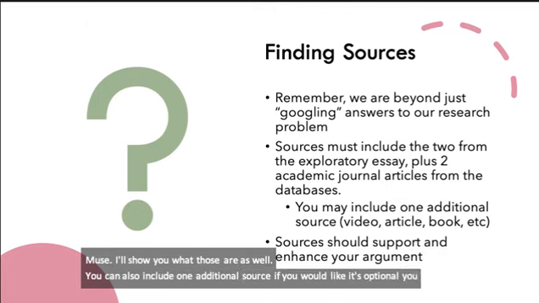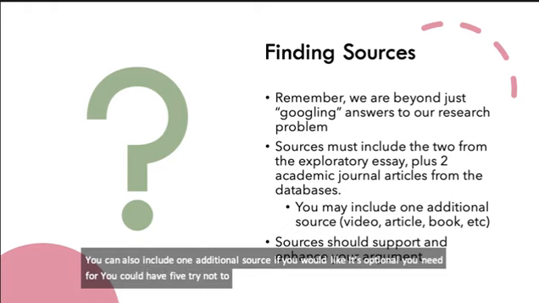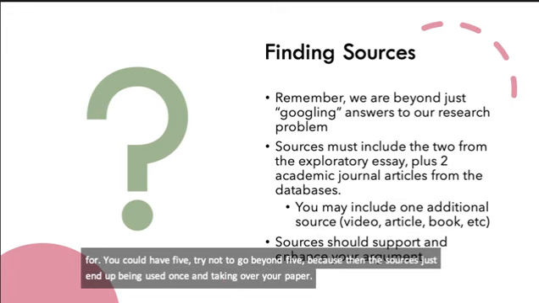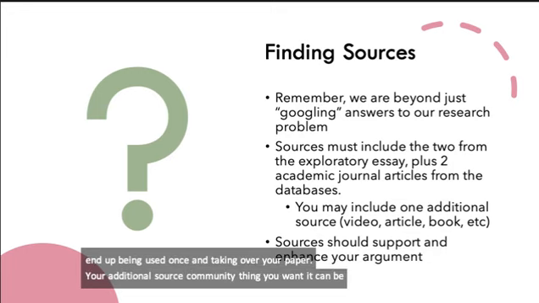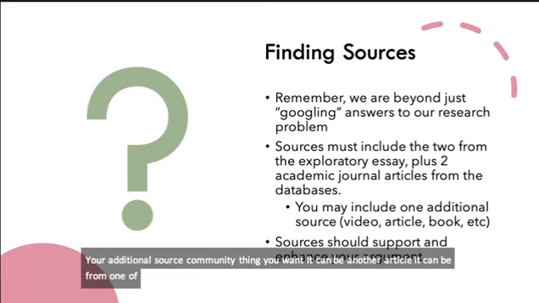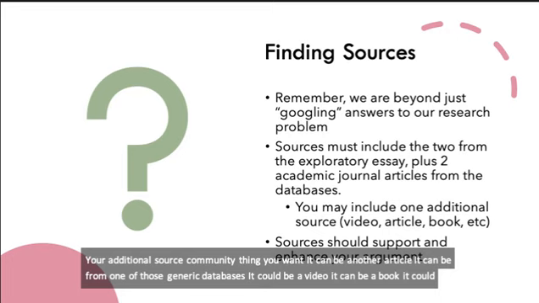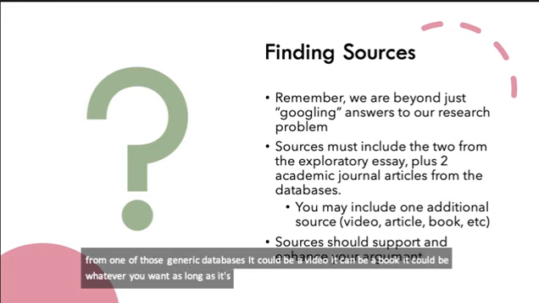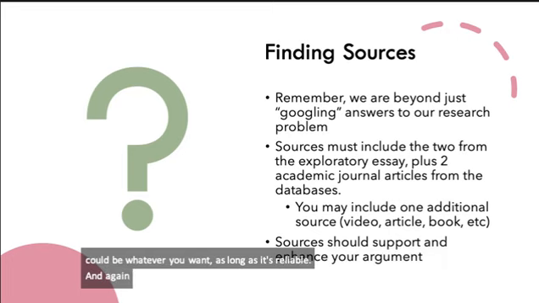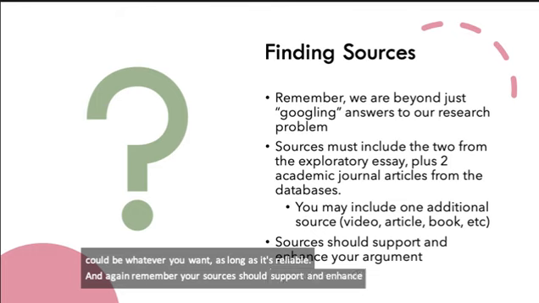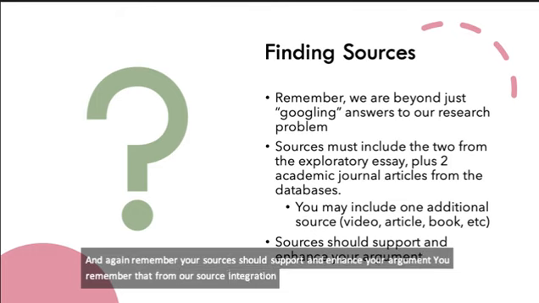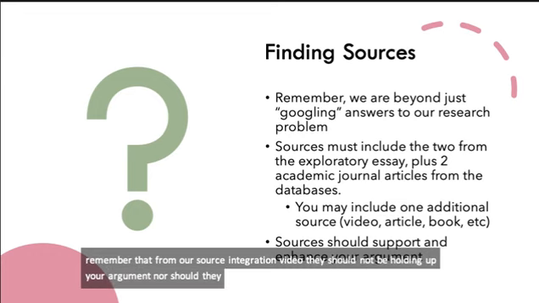You can have 5. Try not to go beyond 5 because then the sources just end up being used once and taking over your paper. So your additional source can be anything you want. It can be another article, from one of those generic databases. It can be a video. It can be a book. It can be whatever you want as long as it's reliable. And again, remember your sources should support and enhance your argument. If you remember that from our source integration video, they should not be holding up your argument, nor should they be irrelevant.